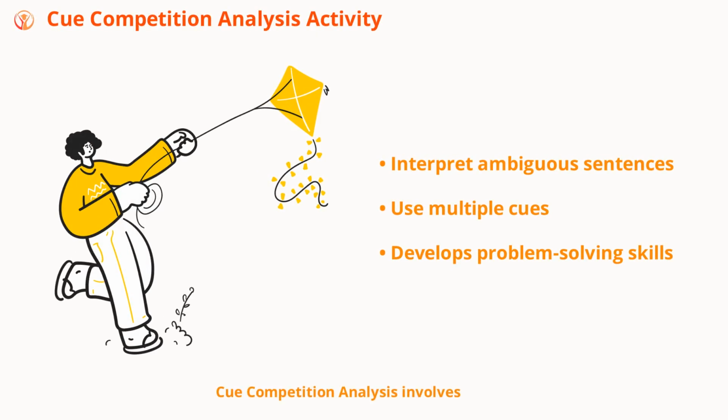Cue competition analysis involves providing learners with ambiguous sentences. Students interpret these sentences using cues like word order, morphology, and context. This activity helps learners develop strategies for resolving ambiguity and understanding how different language features interact to create meaning.